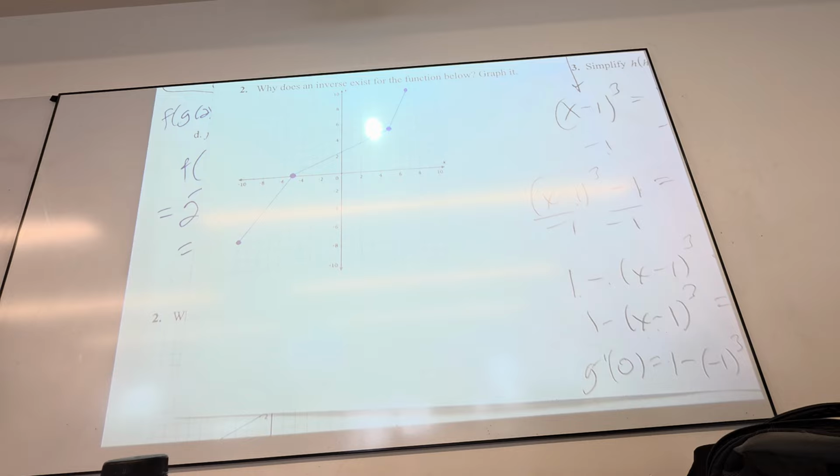So given that function, first off, why does an inverse exist? Can anyone tell me? What test do we use? Horizontal. Does it pass the horizontal line test? What does it mean to pass the horizontal line test? Any horizontal line goes through at most once. And sure enough, if there's no horizontal line that goes through more than once, go ahead and graph the inverse. I'll just state it here. It'd be really useful.